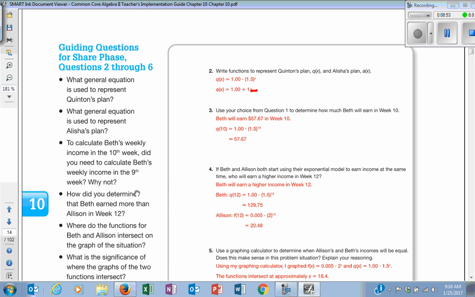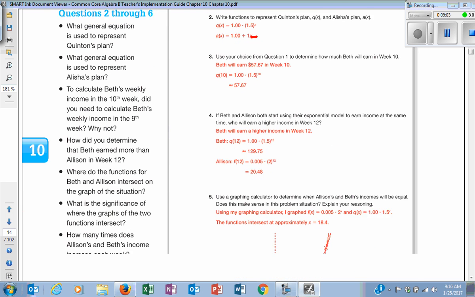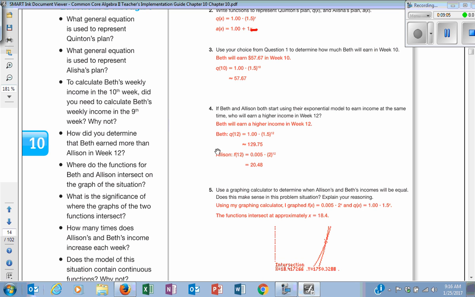If you choose question 1 to determine how much Beth will earn in 10 weeks, you should just do the same thing where you take this equation we found, plug in 10, and you're going to realize she's going to make $57. If Beth and Allison both use the exponential model to earn, so this is going from the first problem back to this one, who will earn a higher income at the 12th week? Beth will earn a higher one.